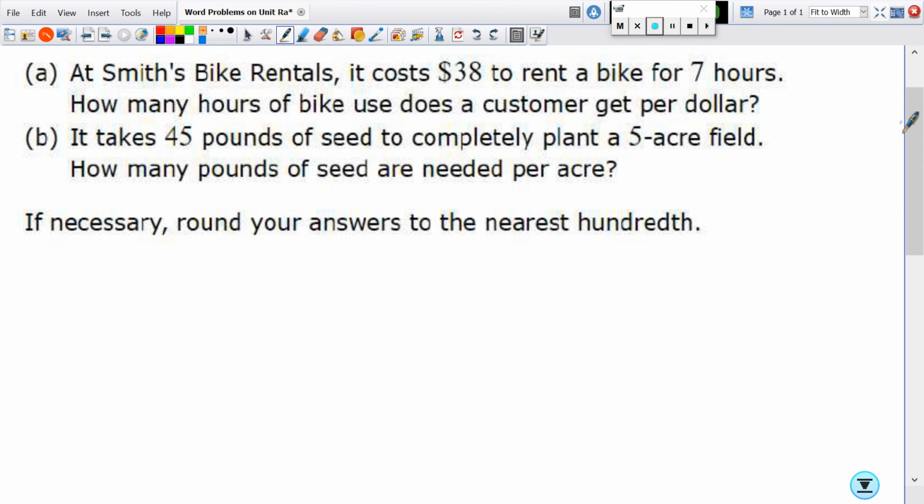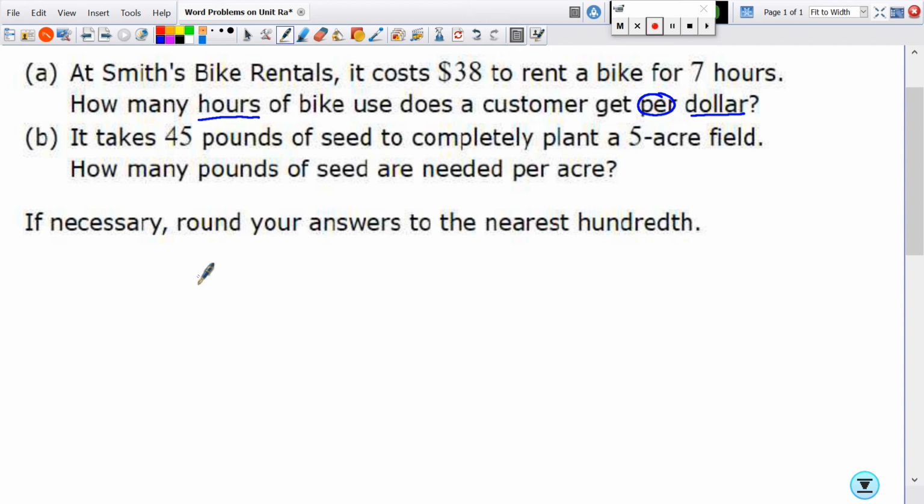At Smith's Bike Rentals, it costs $38 to rent a bike for 7 hours. How many hours of bike use does the customer get per dollar? You kind of want to look for that word per, because we're actually going to set this up as a division problem. Whatever comes in front of the word per, we're going to put inside, and whatever comes after the word per, we're going to put outside.